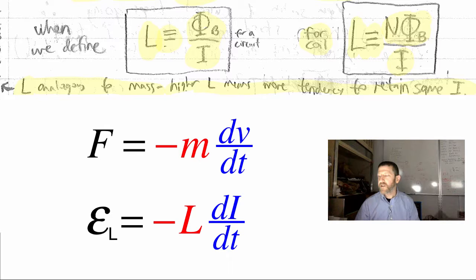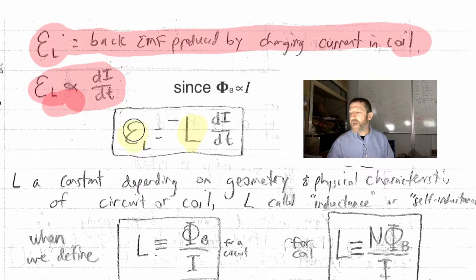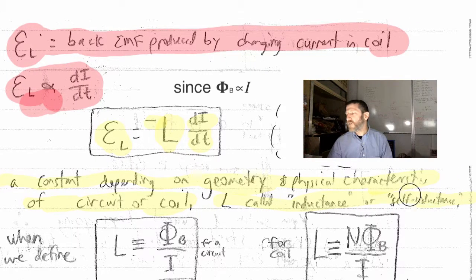Across the coil. The coil will try to push back on any changes in current. The back EMF is negative L di dt. But L is a constant which depends on the geometry and physical characteristics of a circuit or a coil. It's called inductance, also called self-inductance.